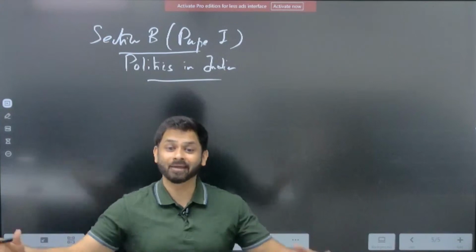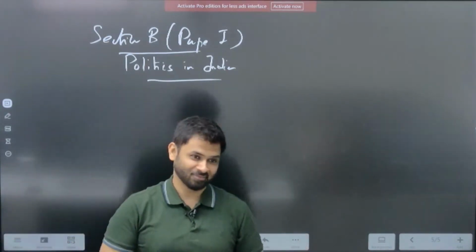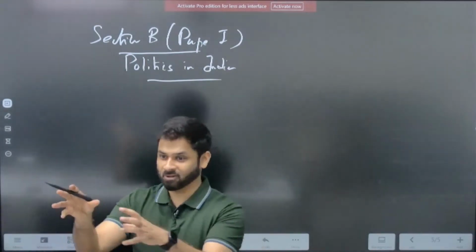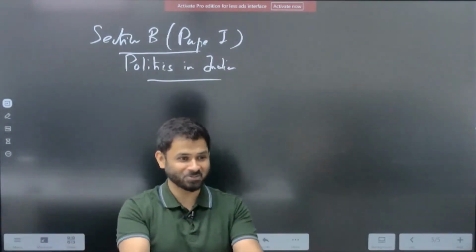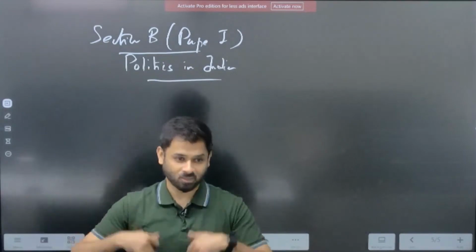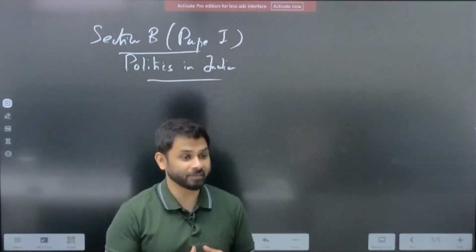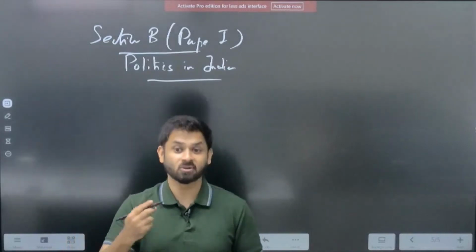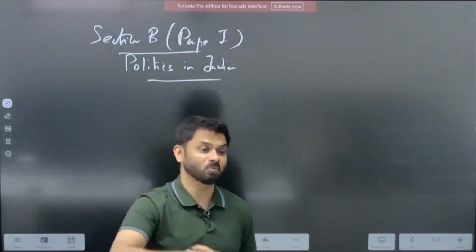It is aggregation of interests, right? Aggregation of interest. You are saying we will take care of your interest also, we will take care of your interest also, you will take care of your interest, please vote for us. You have aggregated the interest. So politics is not only about pursuing interest, it is also about aggregation of interest to come to power.